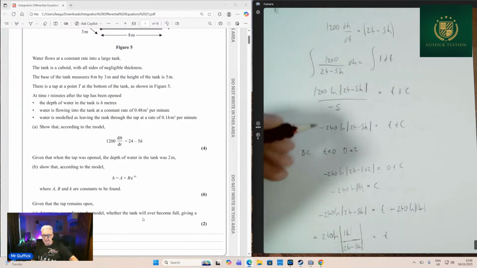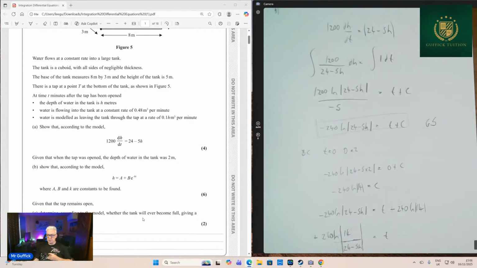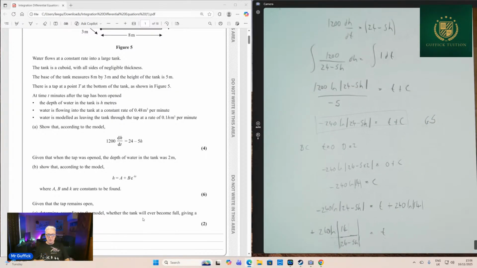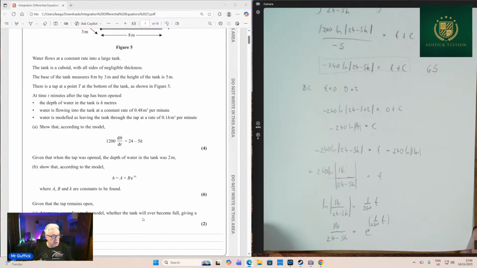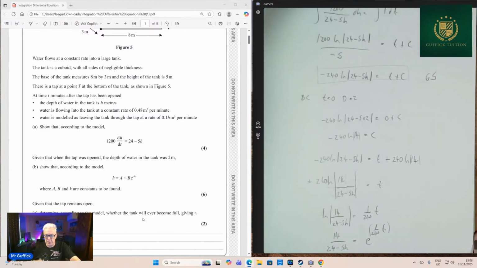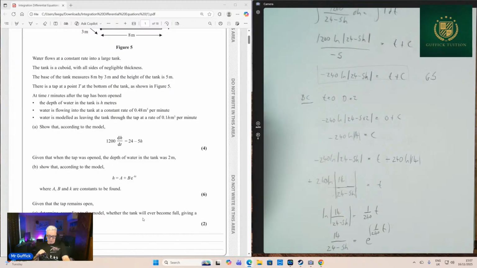So now we've got, this is what we would call our general solution. Okay, so GS for general solution, which is like a fancy way of saying we don't know what the constant is. But they give us a piece of information in the question that helps us to work out what the constant is. And the information they give us is they tell us that when the time is equal to 0, the depth of the water in the tank is 2. So that's called a boundary condition, that initial piece of information. So we can insert that into our equation in order to help us find out what C is going to be.